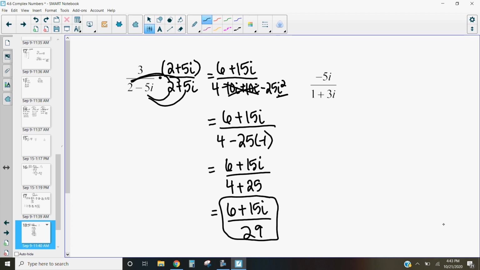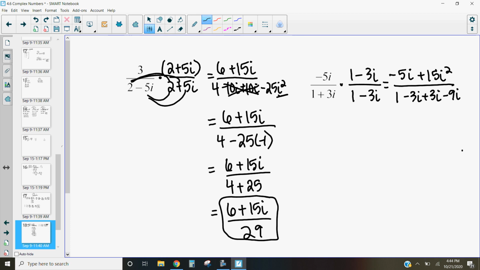Again, we're going to multiply by our conjugate. So our conjugate, again, is going to be the first number, opposite sign, the second number, and it needs to be that in the form of 1. So then as we multiply these, we end up getting negative 5i plus 15i squared over 1 minus 3i plus 3i minus 9i squared.